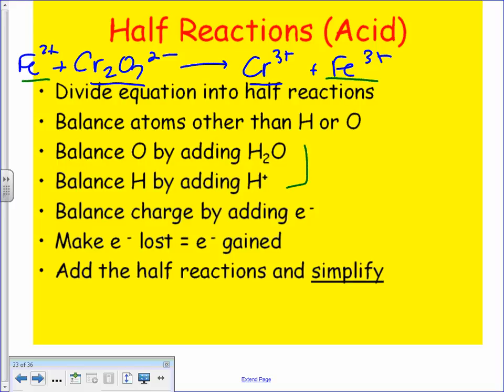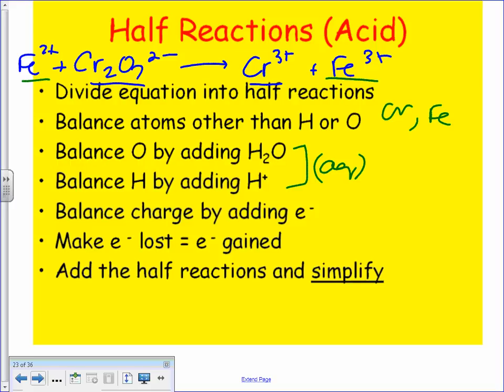So these two steps here will come into play simply because it's an aqueous solution. So there's a surplus of water, and if it's in the presence of acid, there's a surplus of H+. So before you can even balance that way, you want to balance things like chromium and iron in this example. I'll actually walk through this example in just a second.